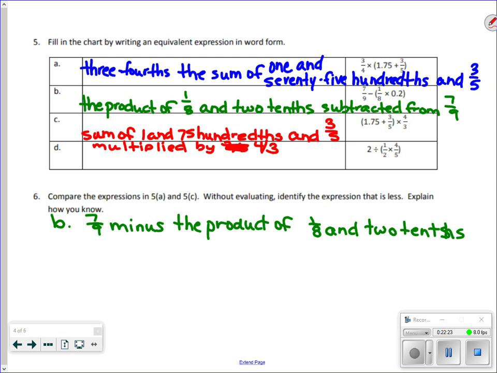There's more than one way you can write this stuff. Now, is there a wrong way you can write this? Yes. So you have to be very careful how you're writing it. It has to show what is going on in the expression. It has to say that you are adding 1 and 75/100 and 3/5, and that you are multiplying 4/3 on the outside.